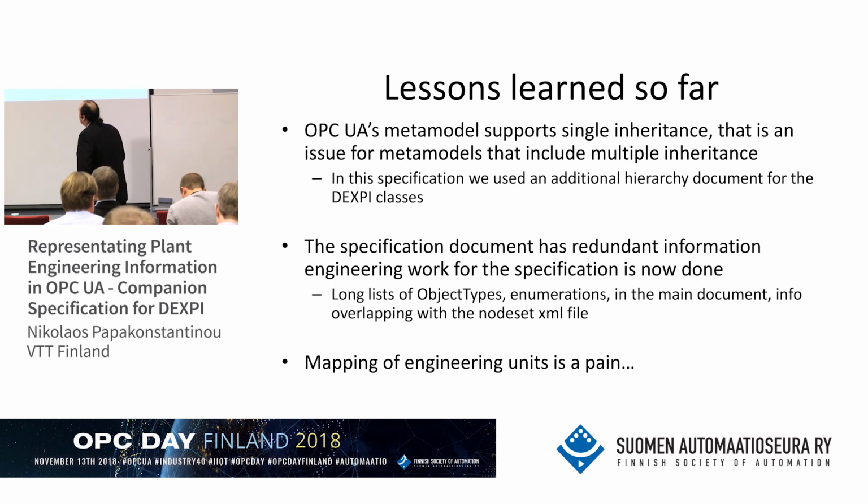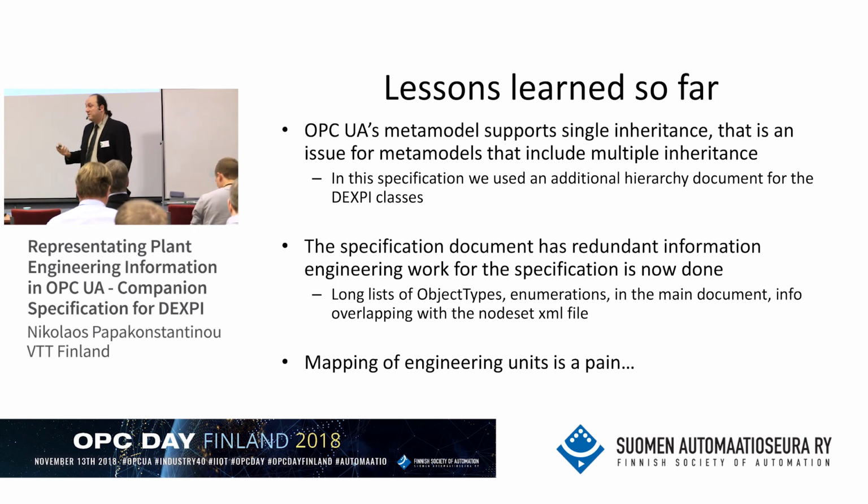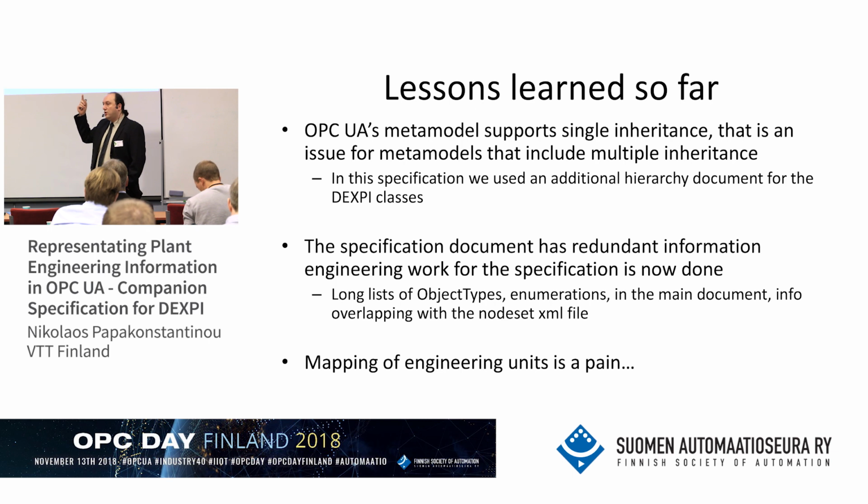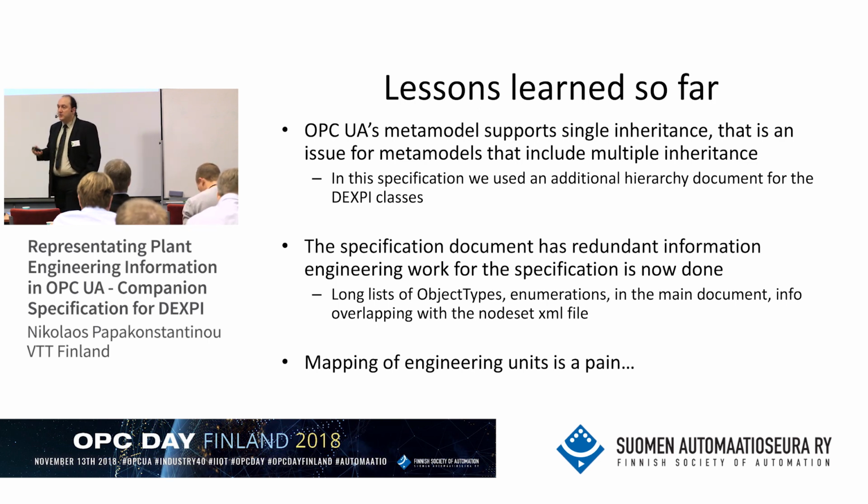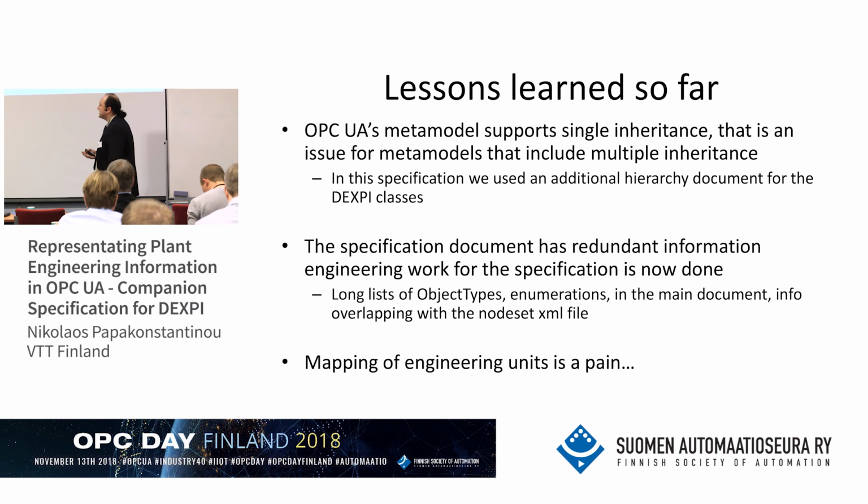Then we have identified some redundancy in the companion specification document. The document itself has these long lists of objects and object types, basically repeating the node set file that is also a deliverable. If we have this information in the node set file, I don't know how important it is to repeat it in the PDF document, and it doesn't look very nice. But that's not a big deal.